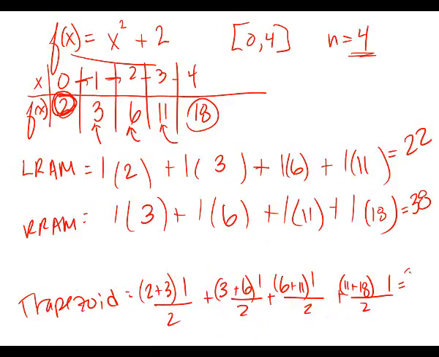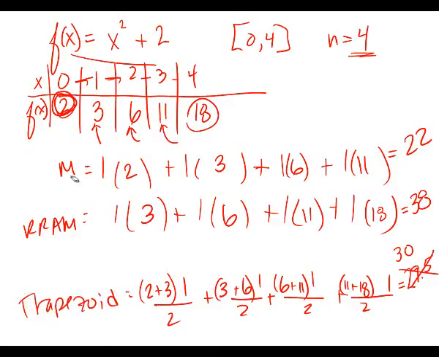I heard 29. 29.5. 30. We got a couple people there. Everybody got 30? Makes sense. It's between 38 and 22, right? Okay.